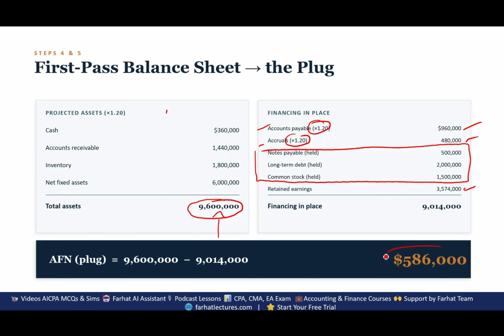There's a shortage of 586. And this is the AFN. We are looking for the additional funds needed. We computed this through the pro forma financial statement starting with sales.